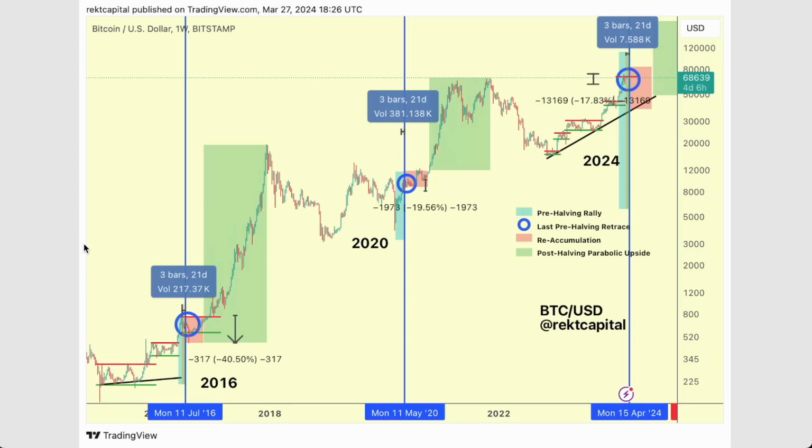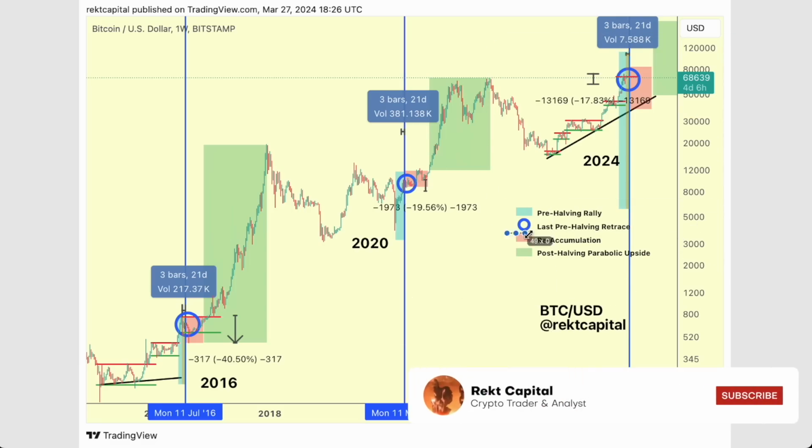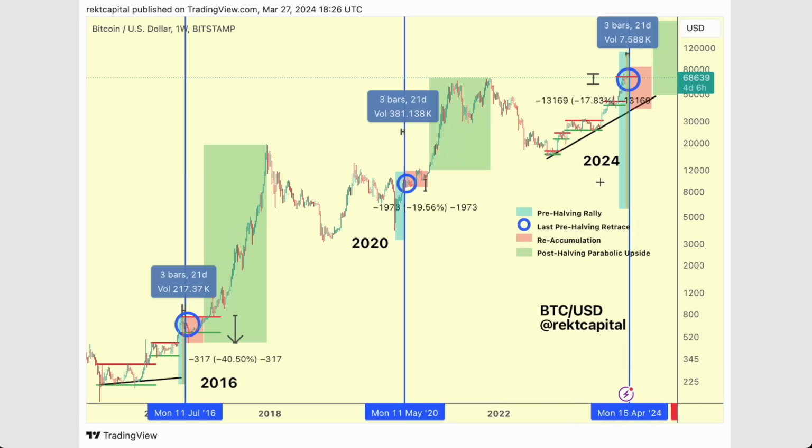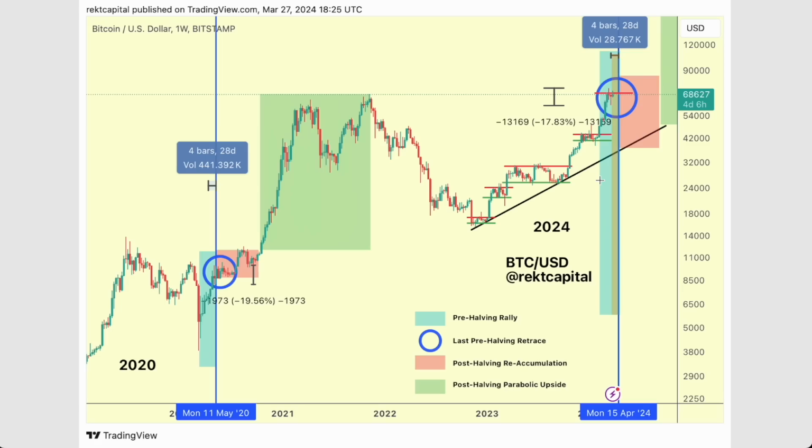So 2016 was a story of reaccumulation ranges, and 2024 looks to be a story of reaccumulation as well, which is very fascinating because we tend to see reaccumulation around the halving event as well. So it's not just 2016 that we need to look at, but it's also 2020. Just notice how this is a beautiful reaccumulation range that develops.